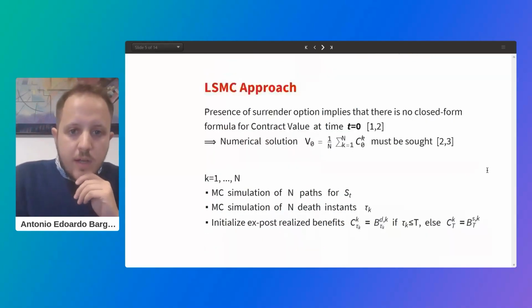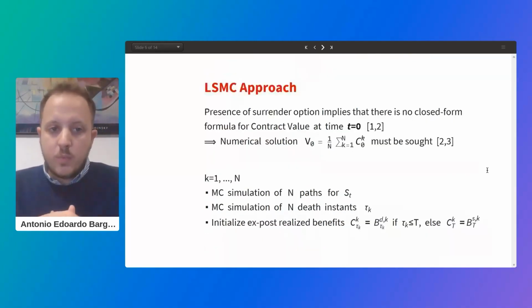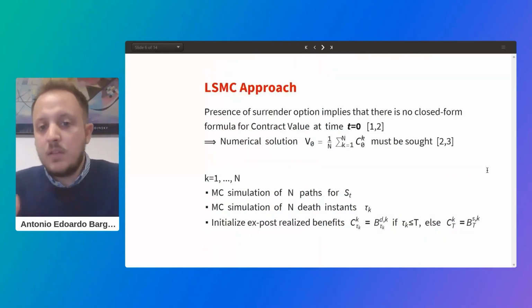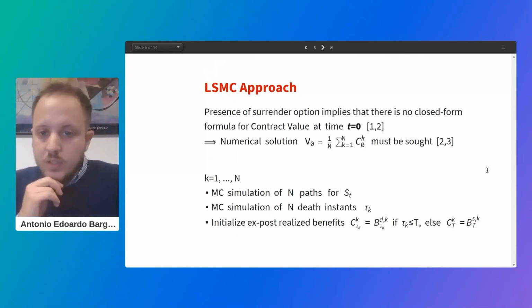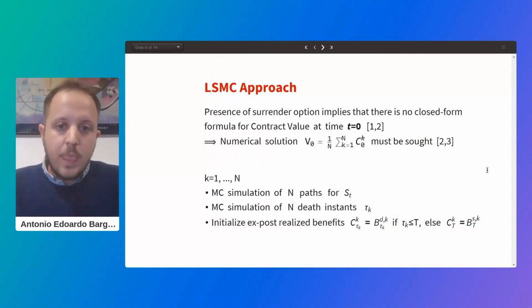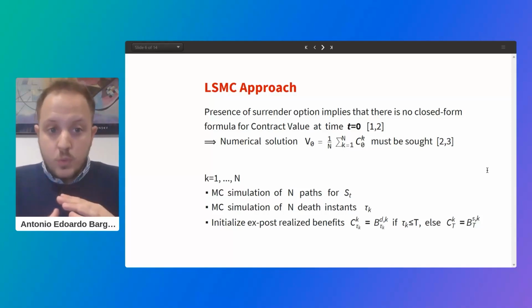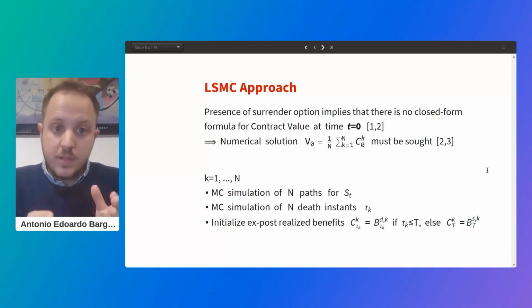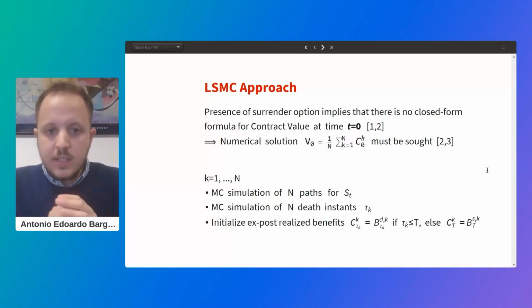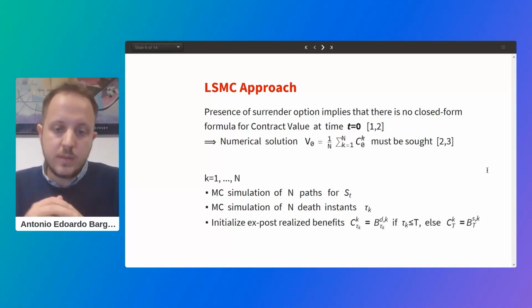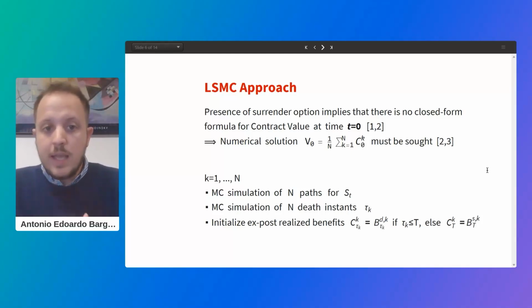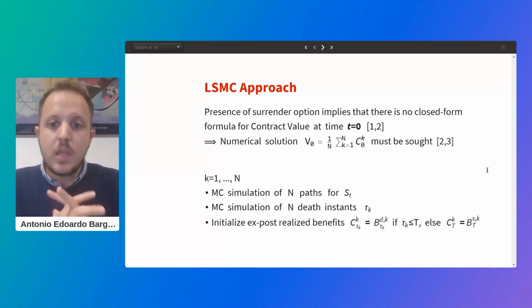So this was the valuation framework. Now I will talk about the method that we have implemented in order to price this contract. Indeed, the problem of this contract is that there is no closed form solution for the contract value at time zero. And this is a feature that deals with American options. Indeed, the surrender option is actually an American option. And so we have to use a numerical approximation for the value of the contract at time zero.